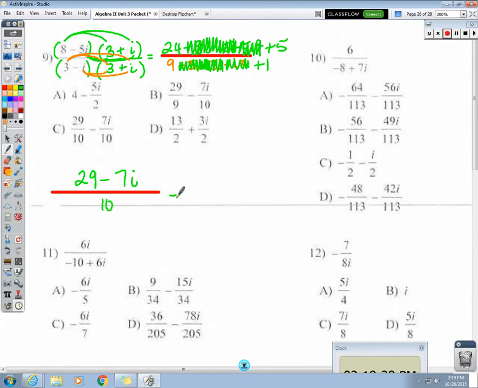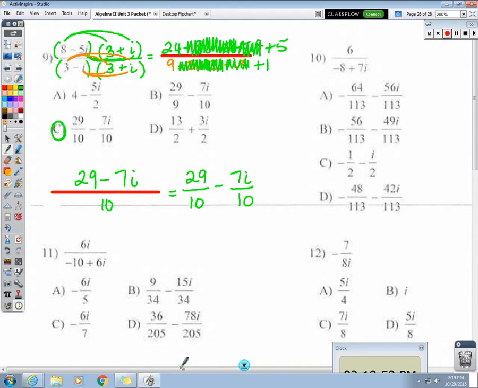But then remember, we always break them apart. 29 over 10 minus 7i over 10. Can either one of those be reduced? Nope. So the final answer is C. C. Look at B. It's got a 9 in the bottom under that 29 instead of 10.